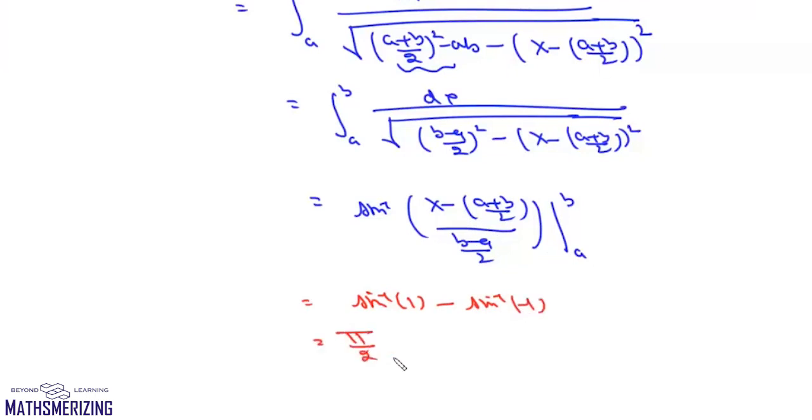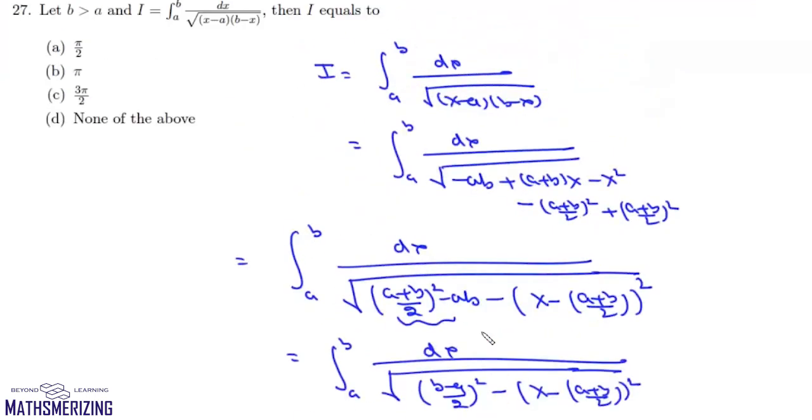So it will be minus pi by 2 and then minus minus plus pi by 2, which is nothing but pi. So the value of this integral is pi, and that's your option B.